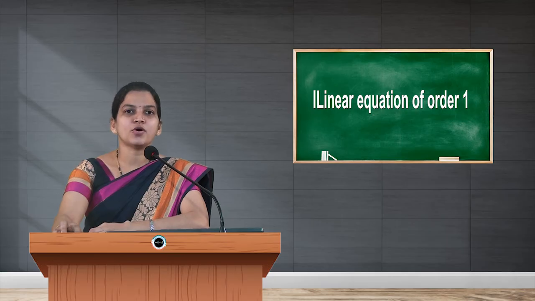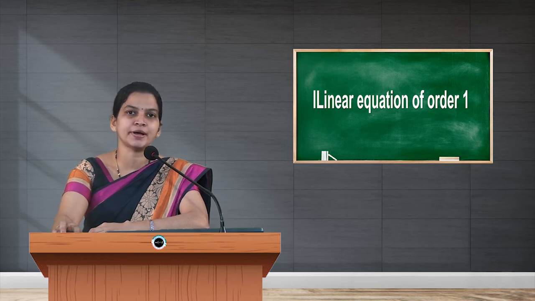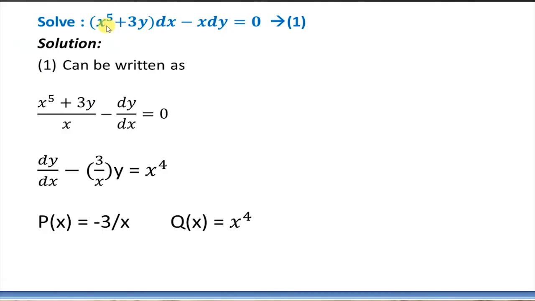We know the standard form of linear differential equation, that is dy by dx plus p of x into y is equal to q of x. So we need dy by dx here, or dx by dy. Here let's try to write this in the form dy by dx. So divide throughout by x, we get x to the power 5 plus 3y by x. Take this dx to the other side. So we get minus dy by dx. Multiply throughout by minus 1 to write it in the standard form.